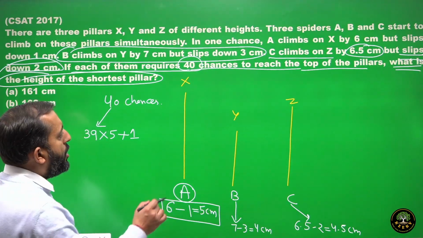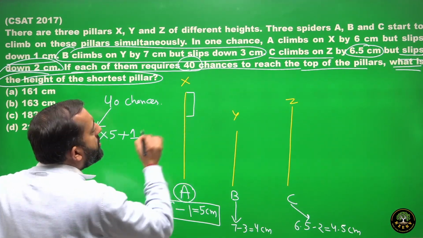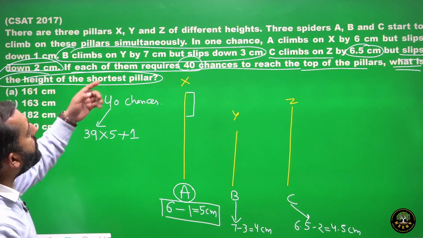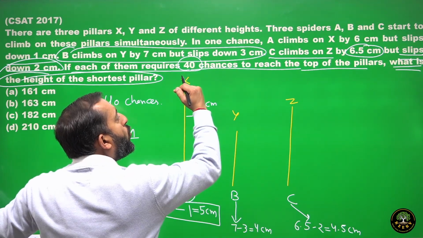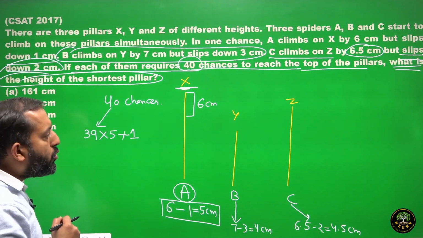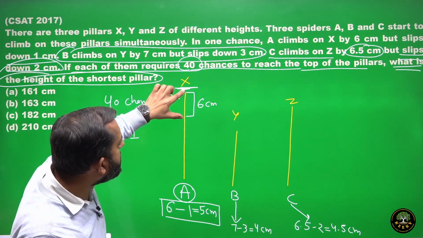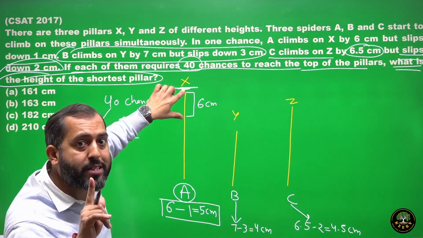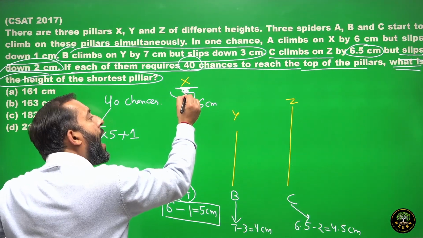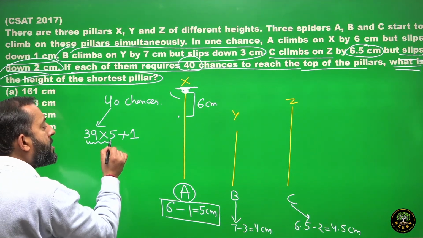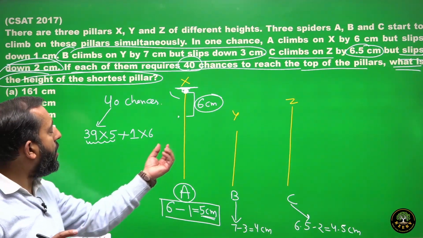Why? Because suppose in the last chance, as soon as this ant climbs by 6 centimeter, it will get hold of the top of the pillar. If the ant is holding the top, there is no chance of slipping at all. So in the last chance, it will climb by 6 centimeter, but it will not slip by 1 centimeter. That is why in 39 chances, this ant will use the effective height, but in the last chance it will not use the effective height, it will move 6 centimeter.